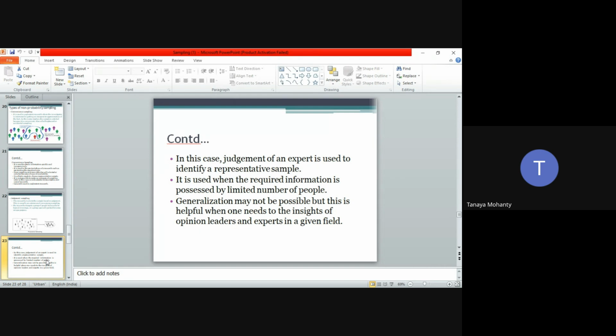It is used when the required information is possessed by a limited number of people. Generalization may not be possible, but it is helpful when one needs the insights of opinion leaders and experts in a given field. So normally, I seek the help of opinion leaders and experts in a given field, I take their views, and then I go about selecting my sample size.